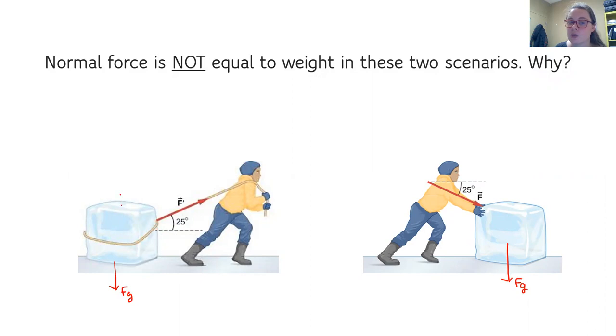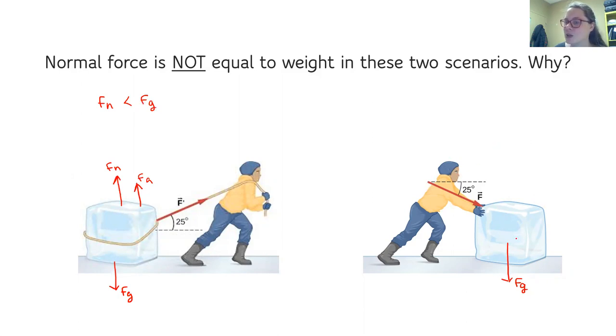In this case, we have two upwards forces. We have normal force and an applied force. Because we have two upwards forces balancing out the force of gravity, normal force won't be equal to gravity. Normal force is going to be less than gravity in this particular scenario.